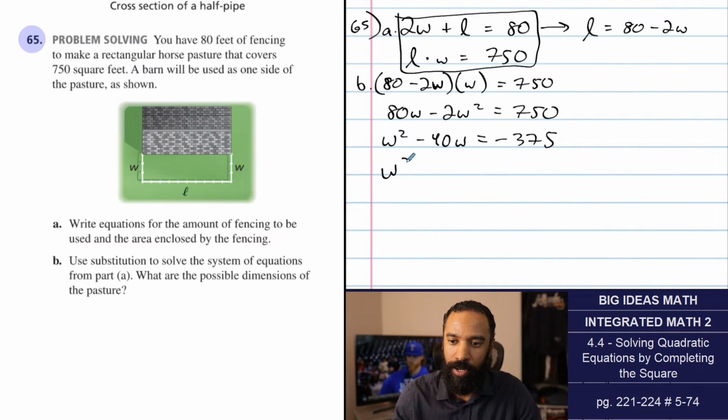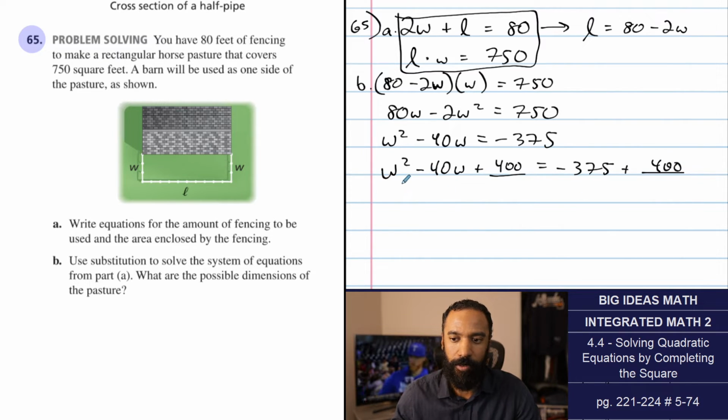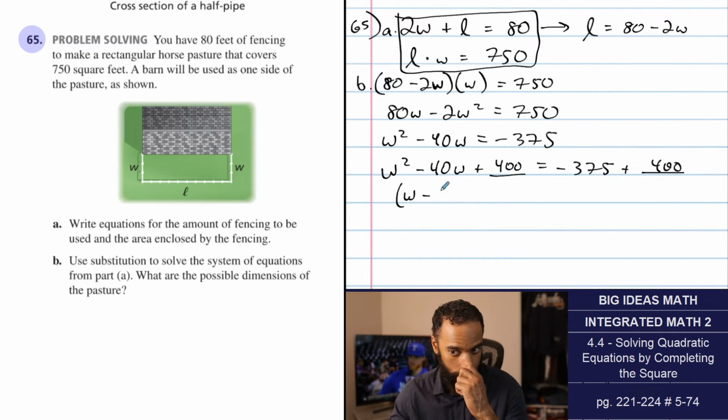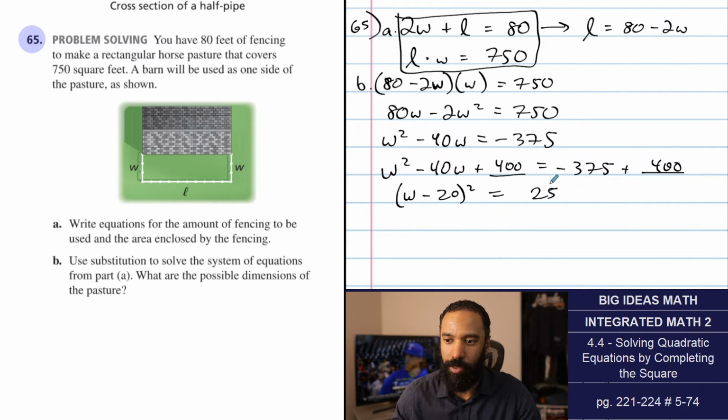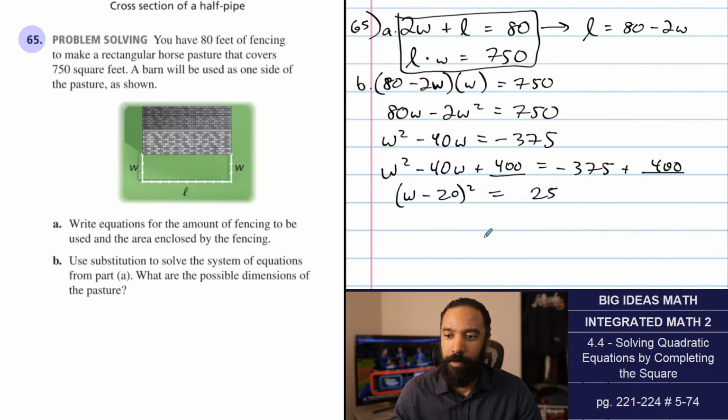Hey, let's complete the square. W squared minus 40W plus blank equals negative 375 plus blank. Negative 40 divided by 2 is negative 20. Squared is 400, and 400 goes here. Looks like this was factorable because I'm going to have a perfect square value on this other side. W minus 20 quantity squared equals 25. I ain't mad. Solving by completing the square is fine.